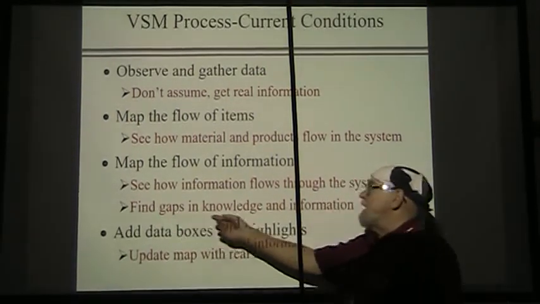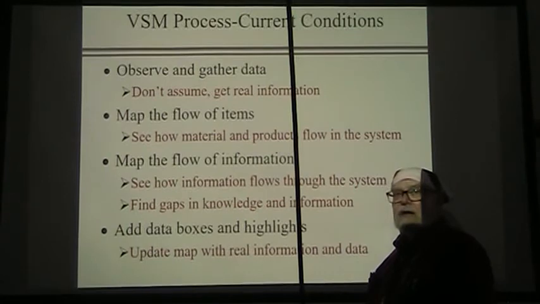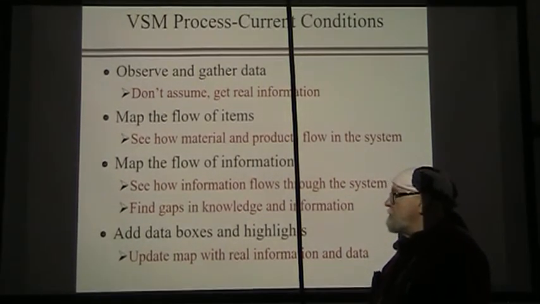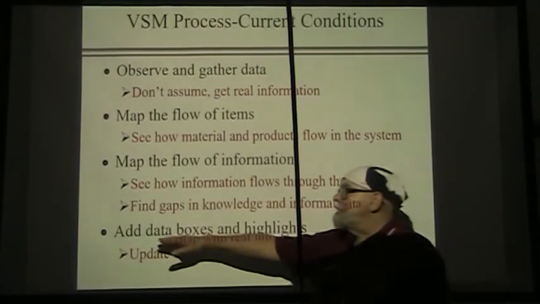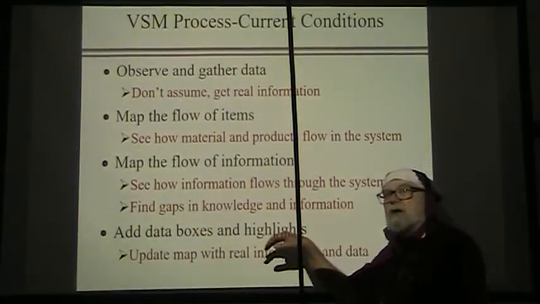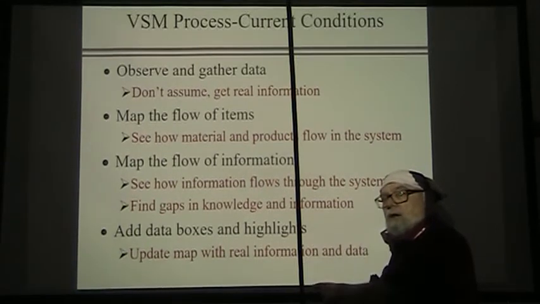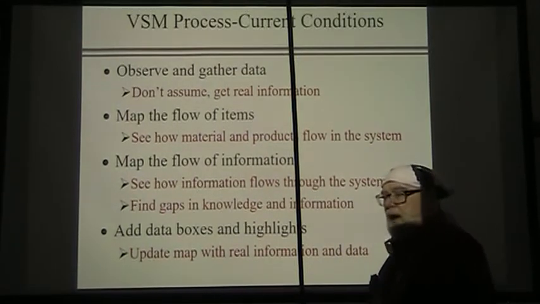We want to find the gaps in the knowledge and the information that are causing problems. We're going to add data boxes and highlights to our value stream map so that we are putting down real information and real data.